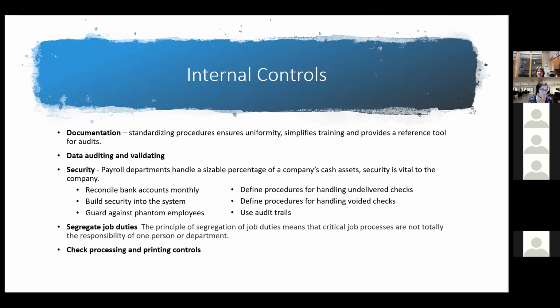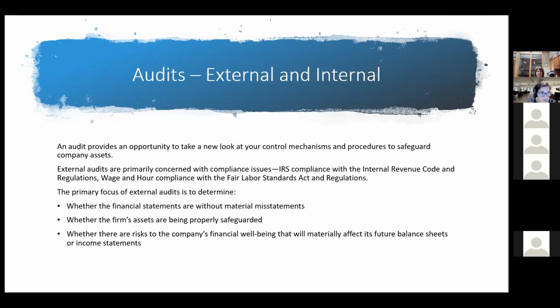So again, reconcile bank accounts monthly, build security into the system, double checks, multiple eyes, guard against phantom employees, define procedures for undelivered checks, define procedures for voiding checks, use an audit trail. QuickBooks is really easy, just to hit void. Segregate duties. Yep, absolutely. Okay.